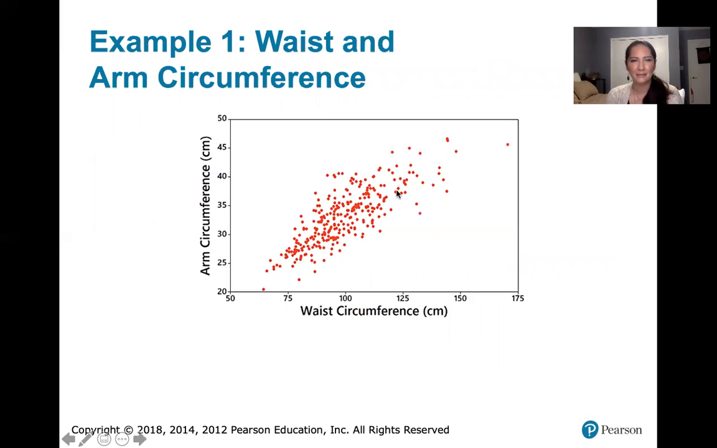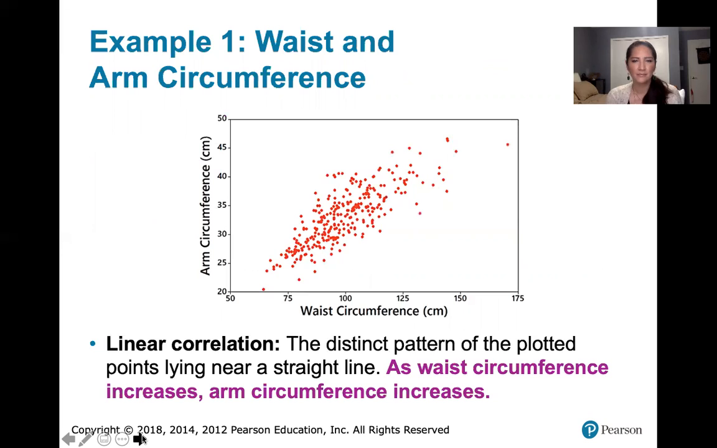So here's our example with our waist and arm circumference again. We see that there's a linear correlation here. The distinct pattern of the plotted points is lying on a straight line, approximately. They're not all lying on one line, but as we look at this graph from left to right, it seems that as waist circumference goes up, arm circumference goes up, and that slope tends to be approximately constant.